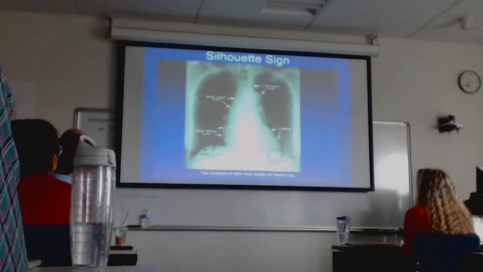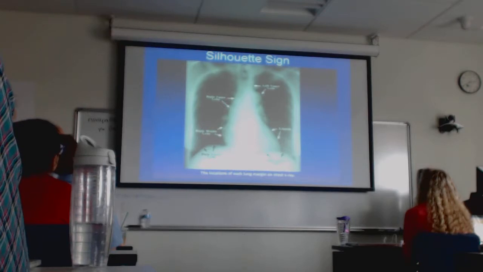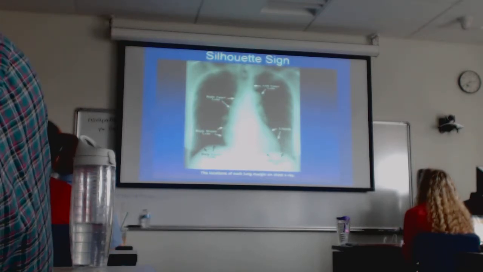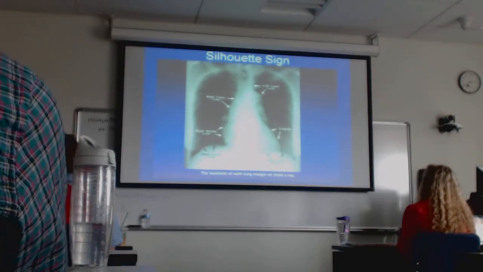So if I have disease, say, in the lingula, am I going to see this interface? I'm going to lose it. I'm not going to be able to see the left border of the heart. If I have disease in the right middle lobe, I'm not going to be able to see the right heart border. It tells me pretty much definitively that the disease has to be there.